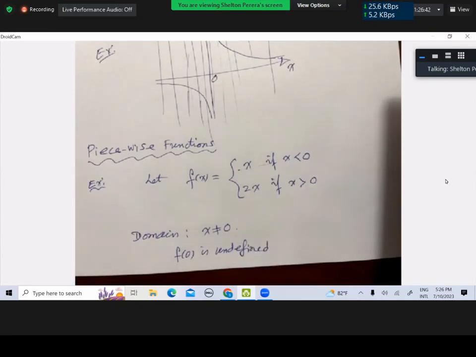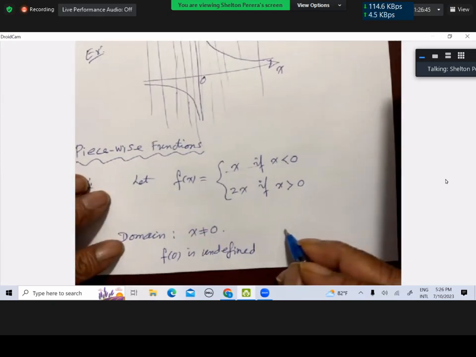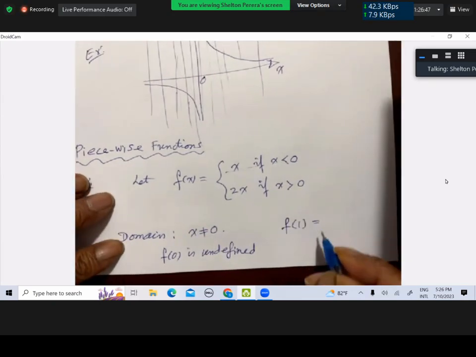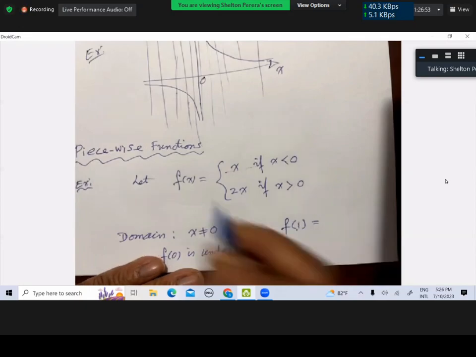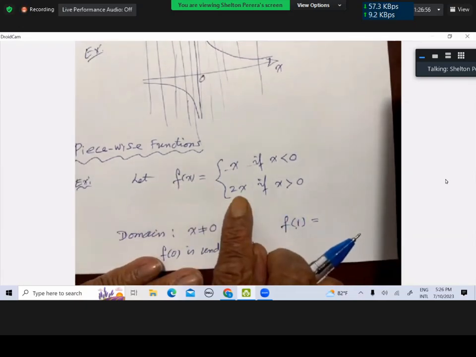f of 0 is undefined. What is f of 1? Yes, f of 1. How do you find f of 1? 1 is positive, so the output is given by this formula.